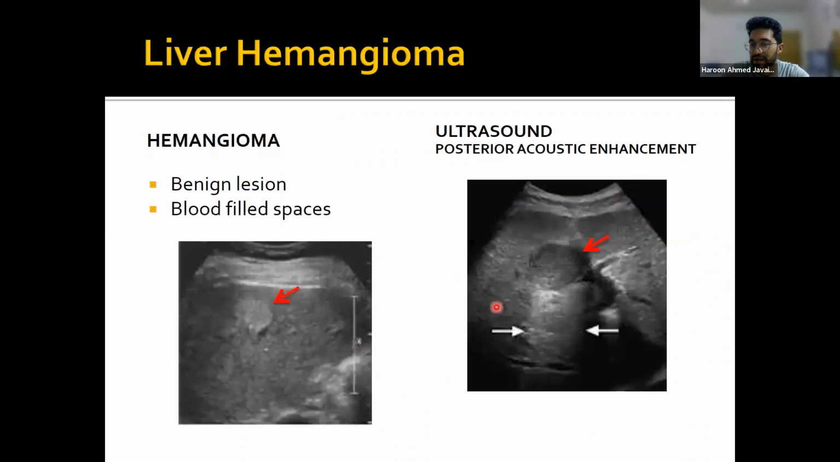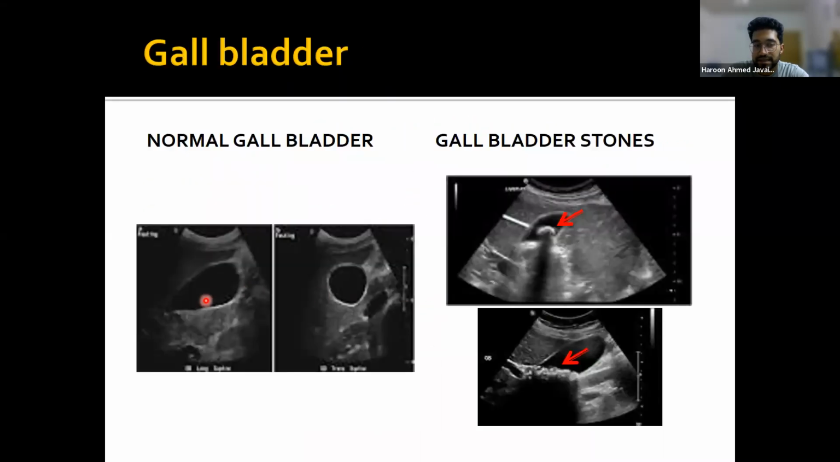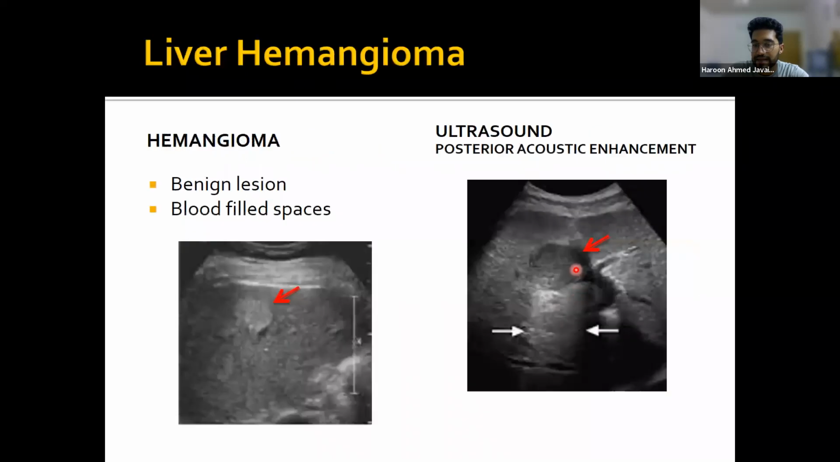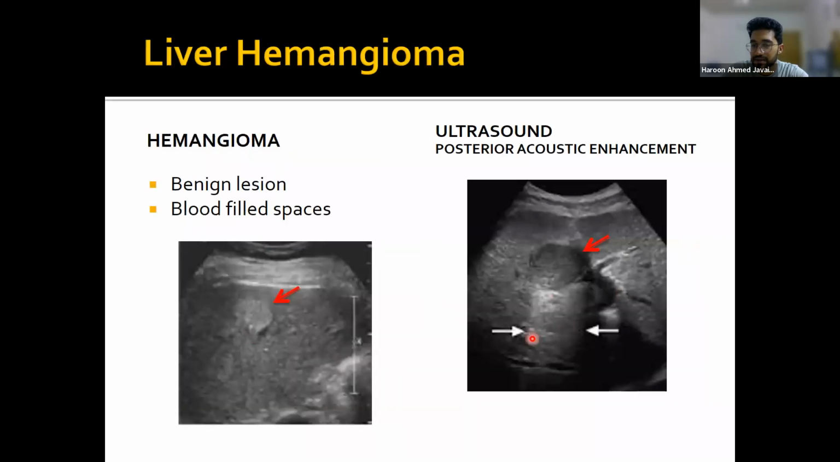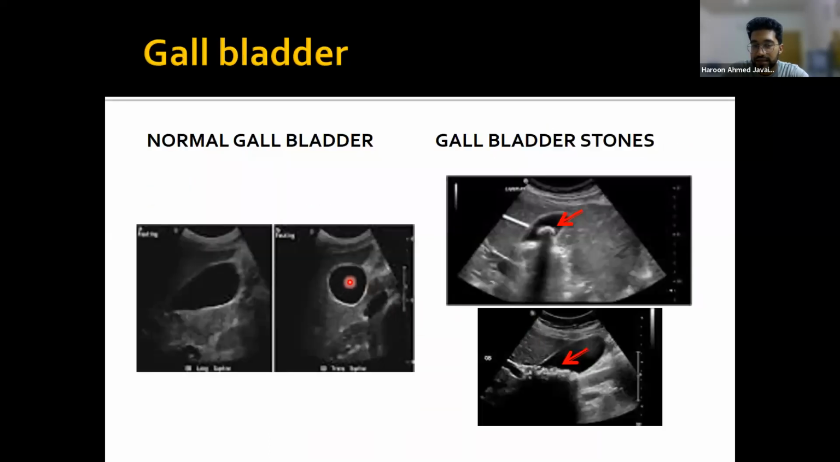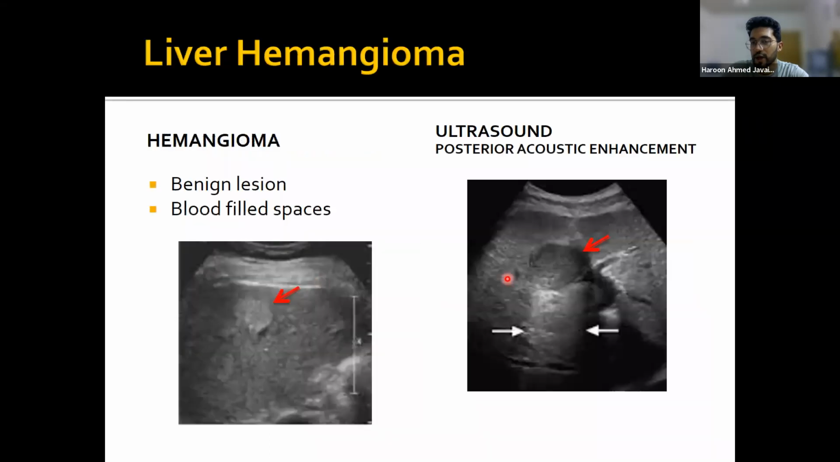These are two different images, by the way. Don't think of it as the same image. It could be a different hemangioma or something, okay? What's the difference between this and this? Over here, there is posterior enhancement. Over here, there is posterior enhancement. Over here, it is completely dark. Over here, there's still some sort of tissue, right?